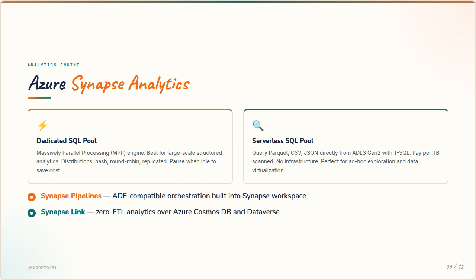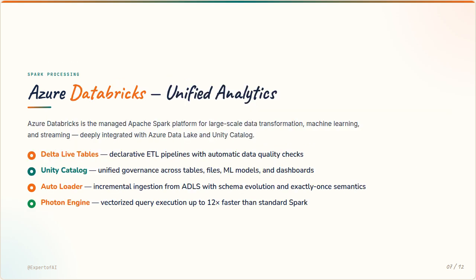The serverless SQL pool lets you query Parquet, CSV, and JSON files directly from Data Lake using T-SQL. You pay only per terabyte scanned with no infrastructure to provision. Synapse pipelines are Azure Data Factory compatible orchestration built directly into the Synapse workspace. And Synapse Link provides zero ETL analytics over Azure Cosmos DB and Microsoft Dataverse operationally. Azure Databricks is the managed Apache Spark platform for large-scale data transformation, machine learning, and streaming. It is deeply integrated with Azure Data Lake Storage and Microsoft Purview.